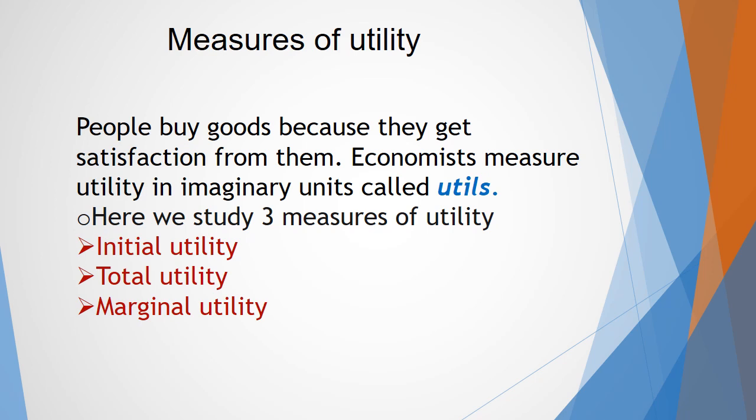Coming to the measures of utility. People buy the goods because they get satisfaction from them. Economists measure utility in imaginary units. We call it utils. Here we study three measures of utility. First one, initial utility. Second one, total utility. And third one, marginal utility.